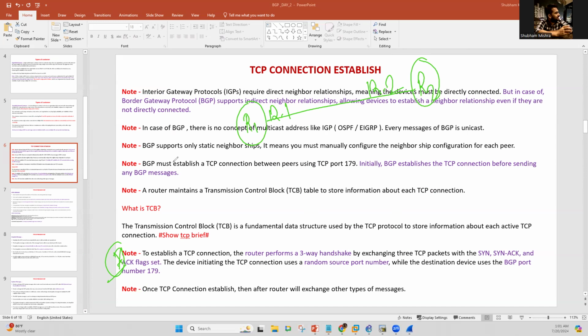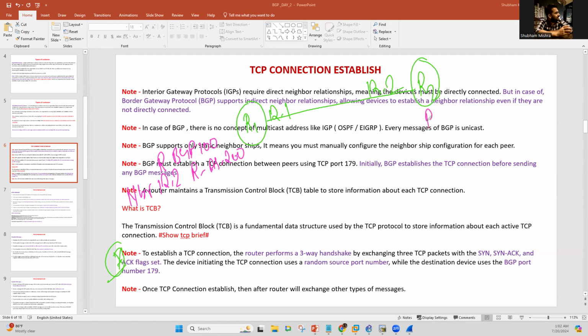Okay. On R1, I write router BGP 100. After that, first of all, neighbor, because we have to write the neighborship command manually, right? Now, in case of BGP, neighbor 12.2 remote AS 200. Are you getting my point? I run two commands here.